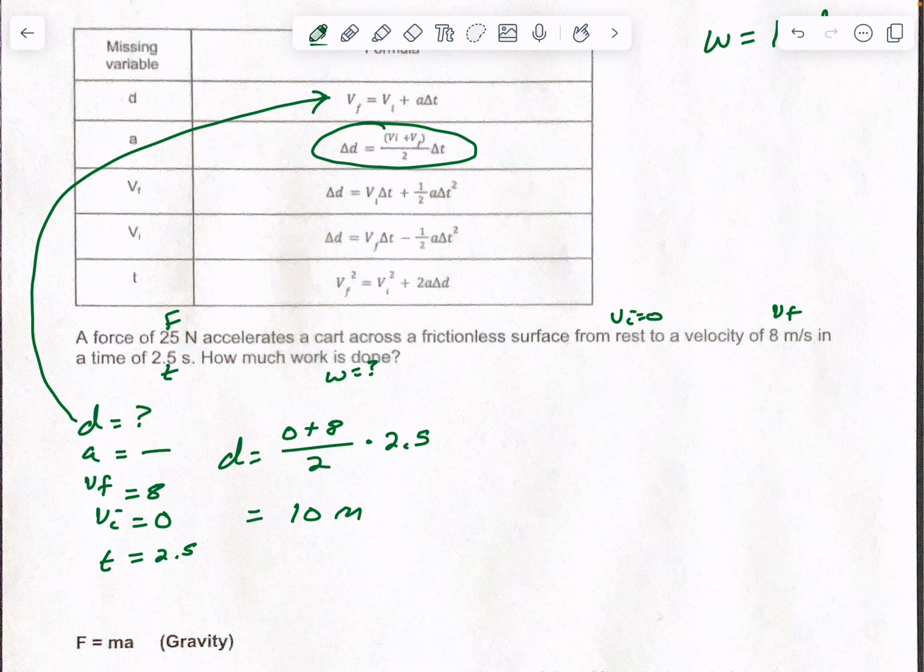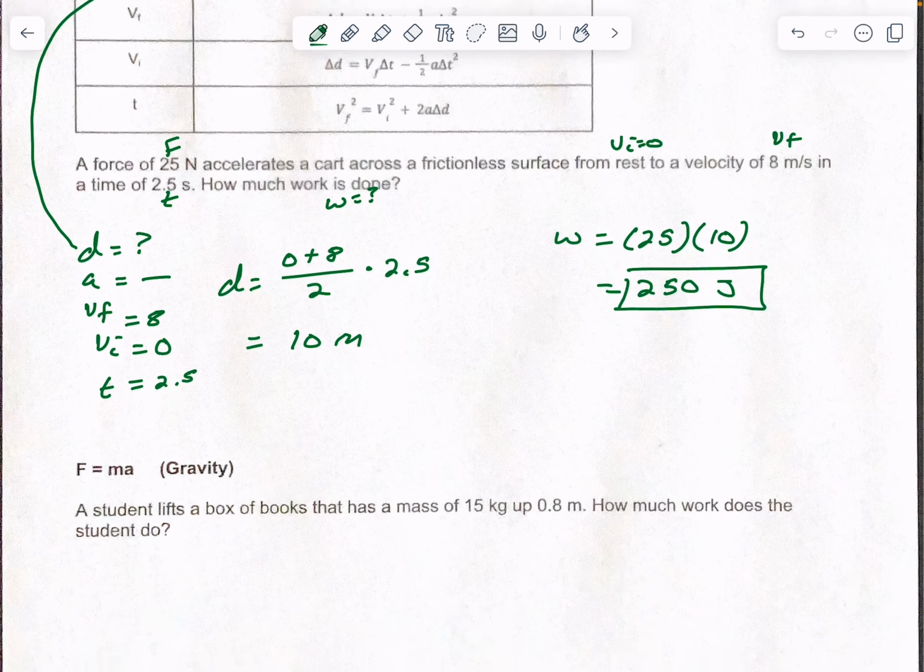So now, do I have force? Yep. Do I have distance? Yep. So now I can do work equals force times distance. So 25 times 10, and you're going to get 250 joules. So there's your answer for that. So all we did was we used Daffy T to help find that distance.